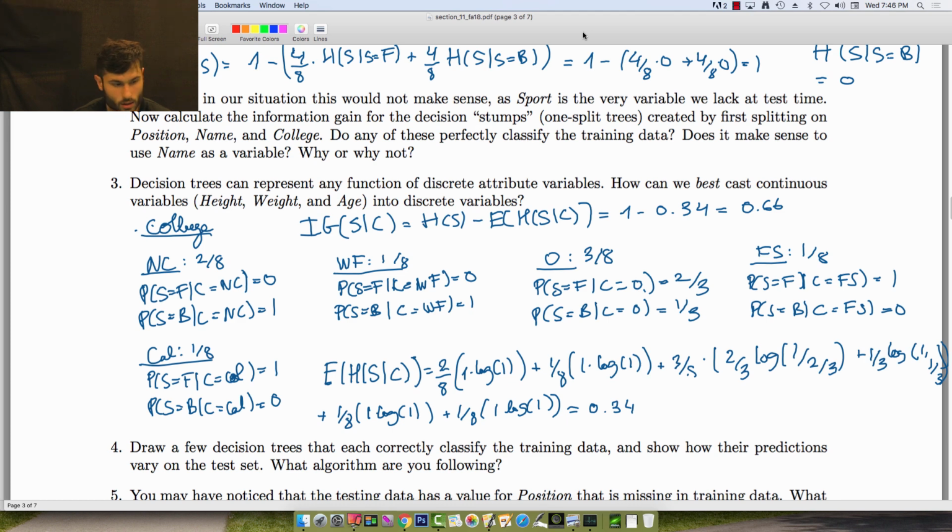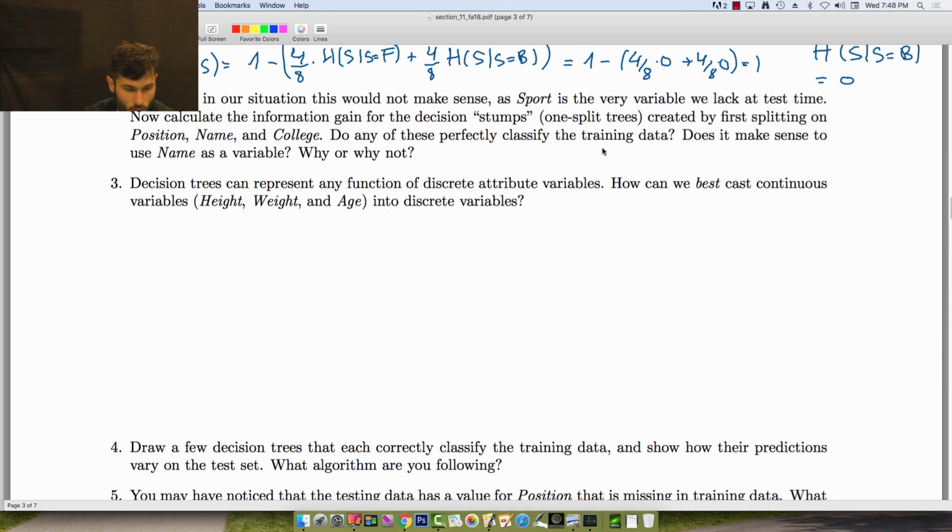And does it make sense to use name as a variable? In this case, it doesn't make sense because the variable name is completely independent of the sport that they are playing, so we will just be overfitting to the training data.